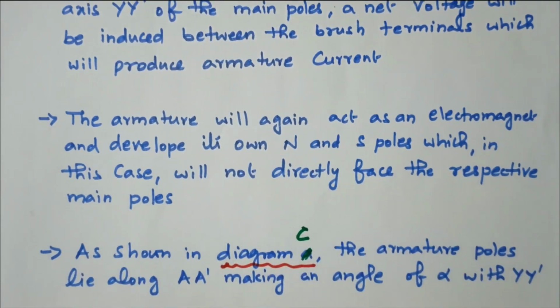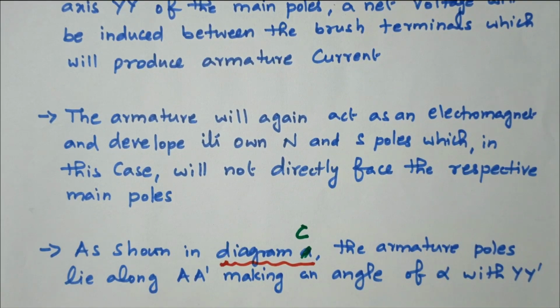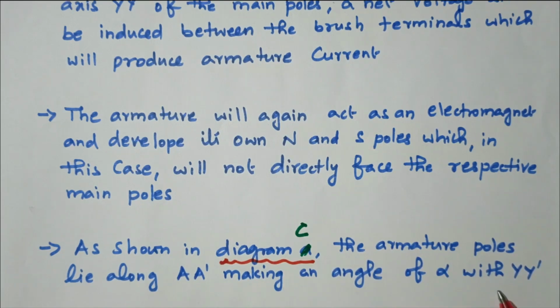Now we'll see one more diagram. We have discussed the vertical position and the horizontal position. In between, the brush axis is inclined at an angle alpha. So as shown in diagram C, the armature poles lie along AA, making an angle of alpha with YY, right? So the horizontal and vertical are there, and in between, it is now at an angle alpha. That refers to diagram C. Now we'll look at diagram C.